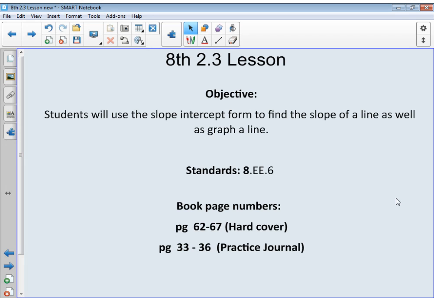Students will use the slope-intercept form to find the slope of a line as well as graph the line. The standard is 8.EE.6. Page numbers out of the hardcover book are 62 through 67, and out of the practice journal, it's pages 33 through 36.